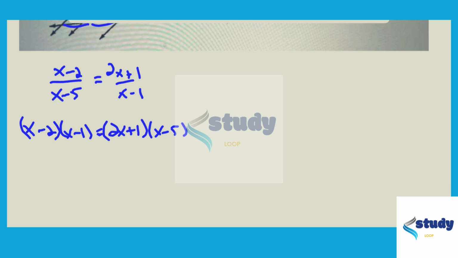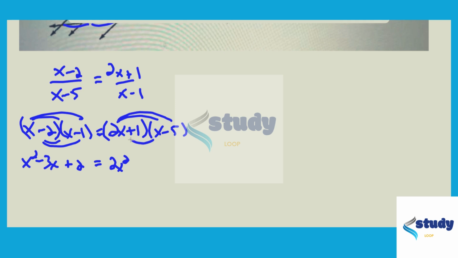Multiply the left-hand side by what we call FOILing. You get x squared minus x minus 2x is minus 3x plus 2. And then FOIL the second side. We get 2x squared minus 10x plus x would be minus 9x, and then minus 5.